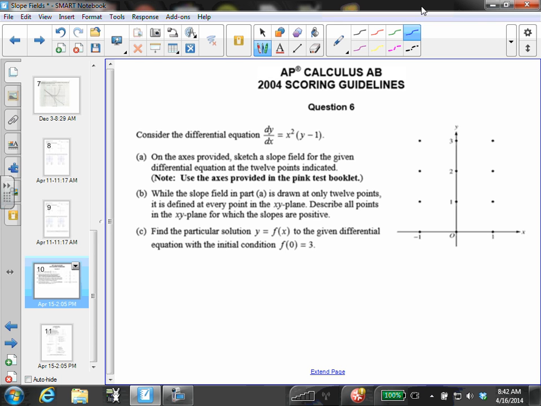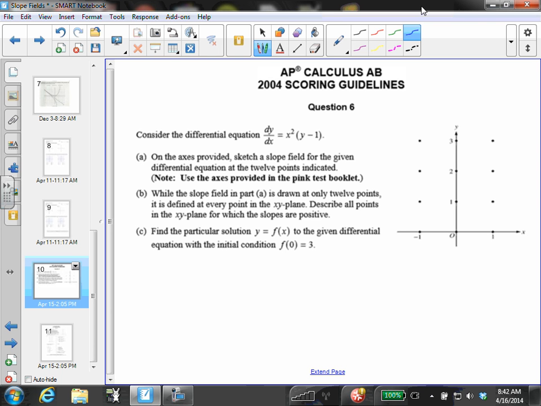Part A says, on the axis provided, sketch a slope field for the given differential equation at the 12 points indicated. It tells us to use the axis in the pink test booklet, but we don't have one of those, so we're just going to do it on this piece of paper. Whenever you're trying to sketch a slope field, all you want to do is draw little lines at each point that give you some indication of what the slope would be at that particular point.